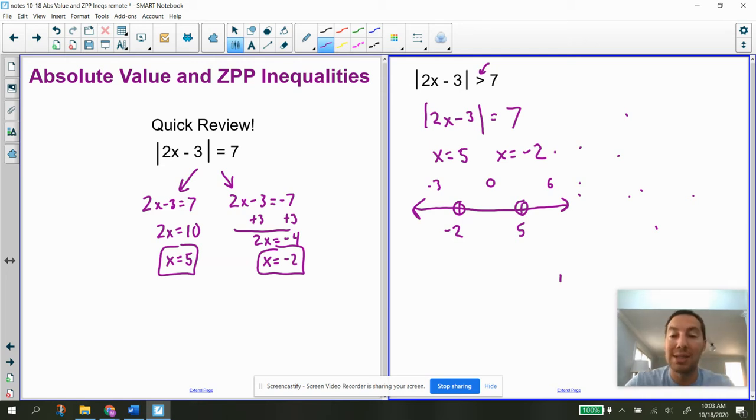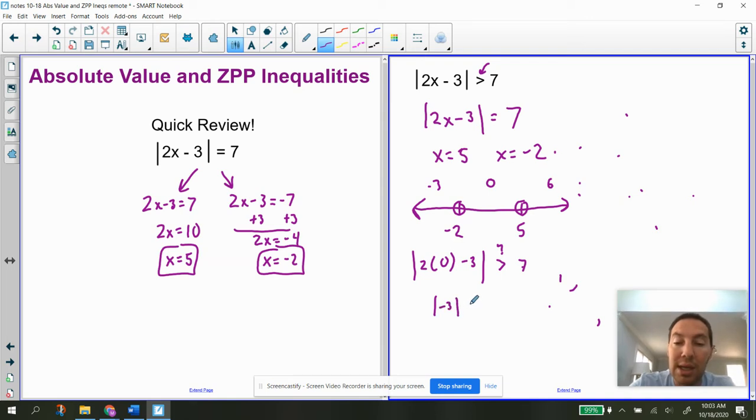So I'm going to start with 0 because that's the easiest. I'm actually going to plug that in to my original question. 2 times 0 minus 3, absolute value of that, is that greater than 7? I don't know. 2 times 0 is 0. 0 minus 3 is negative 3. The absolute value of negative 3, is that greater than 7? No, 3 is not bigger than 7, so 0 does not work. I'm going to write no. How about 6? Notice how I'm saving my negatives for the end because that's hard.